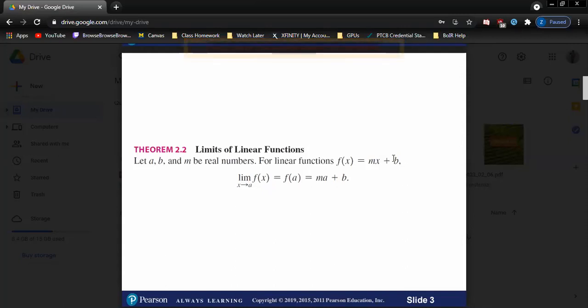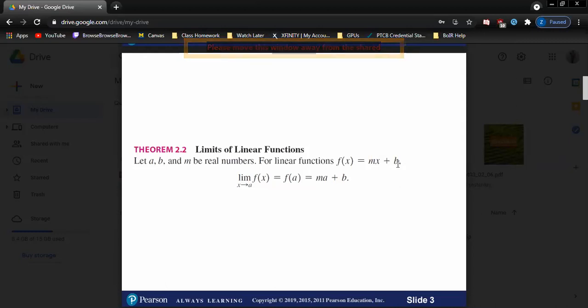The change in y over the change in x. Yeah, very good. That's the ratio of the change of the y values, or the functional values, over the change in the independent values, or you might say rise over run. So that is the slope. And that b is the y-intercept.